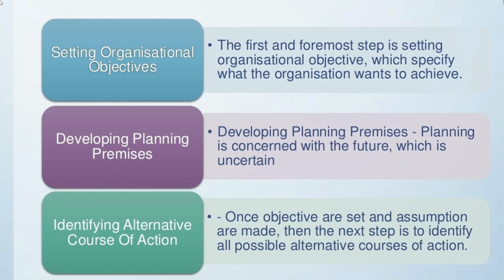Now let's move on to the third step, which talks about identifying alternative course of action. Now, after setting up of objectives, the managers make a list of alternatives through which the organization can achieve its objectives, as there can be many ways to achieve the objective and managers must know all the ways to reach the objective.